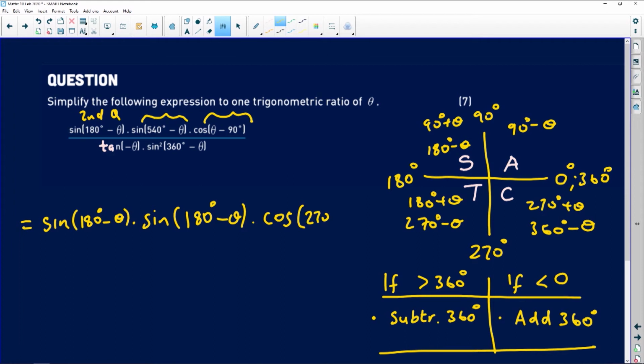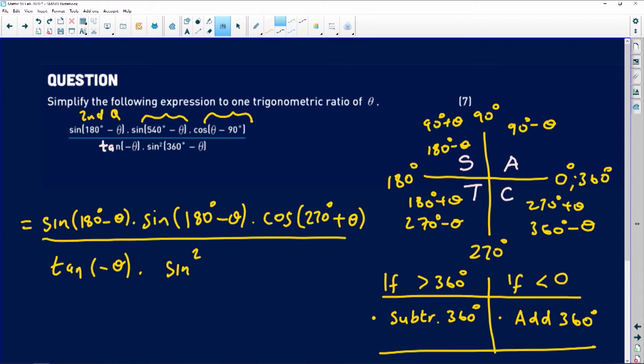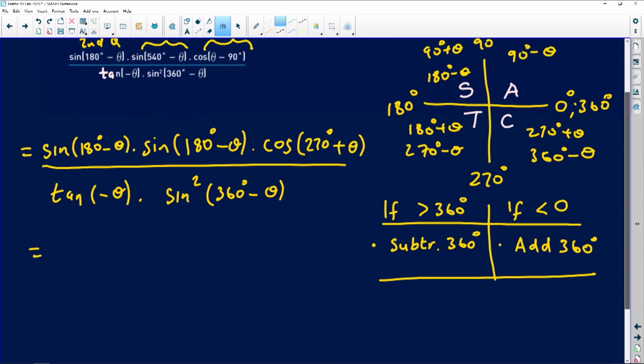So this is as good as cos of 270 degrees plus theta, because theta has always been positive, it will remain positive. All this needs to be divided by the tangent of negative theta multiplied by the sine squared of 360 degrees minus theta. Now that I'm here, I'm ready to start reducing all these guys. Remember, we are reducing them. This is the reduction formula.